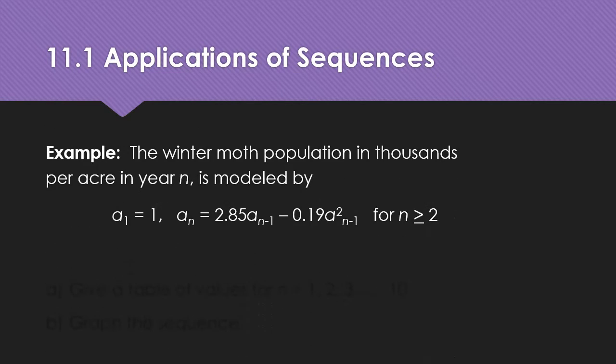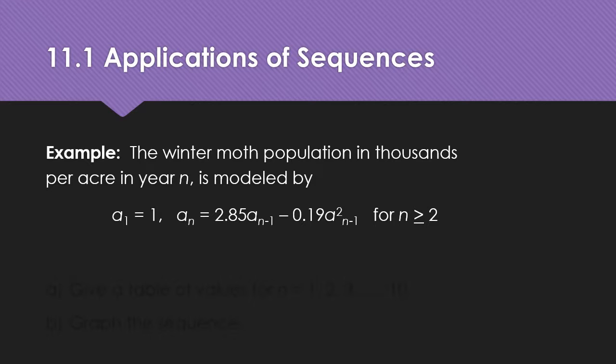Let's try another one. The winter moth population in thousands per acre in year n is modeled by a sub 1 equals 1, a sub n equals 2.5 a sub n minus 1 minus 0.19 times a sub n minus 1 squared, for n greater than or equal to 2.